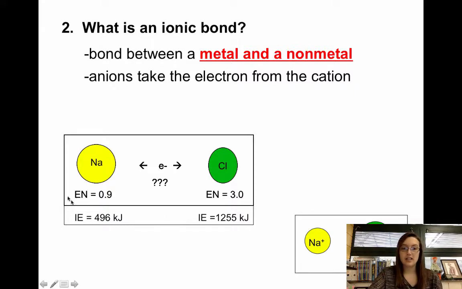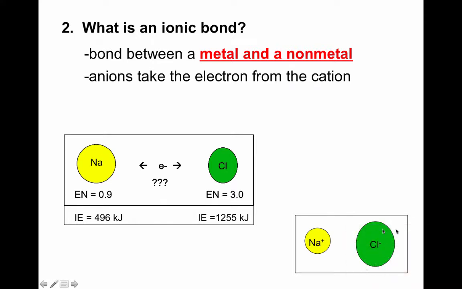So if we look down at this picture, sodium is our metal, chlorine is our nonmetal. Remember, our nonmetals tend to become negative. And so chlorine is actually going to take this electron away from sodium, resulting in chlorine being negative because it's gained an electron, and sodium being positive because it's lost an electron.